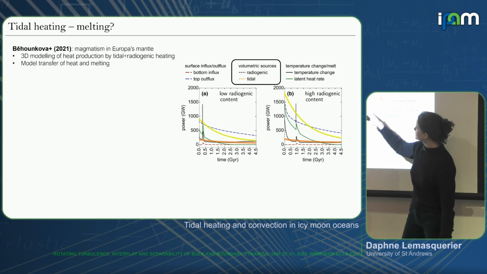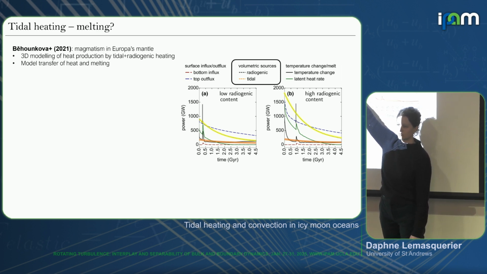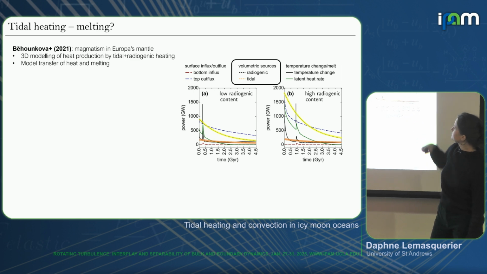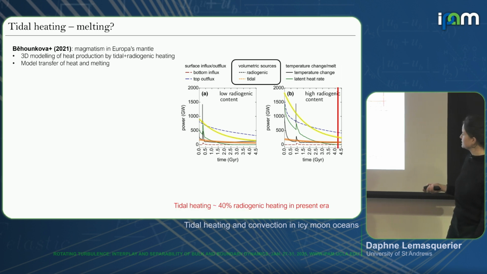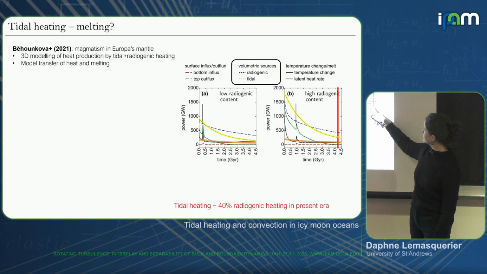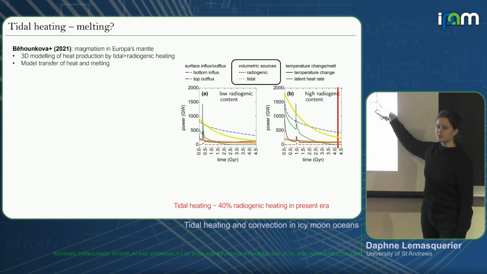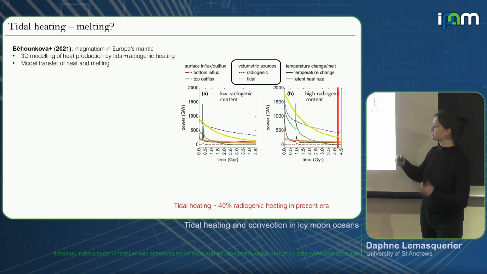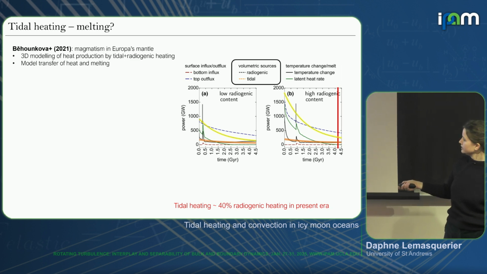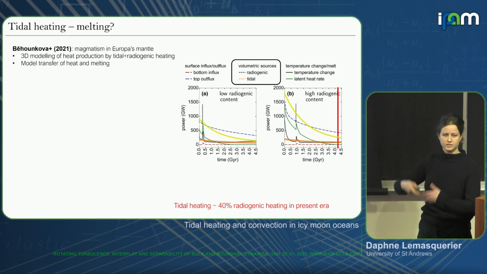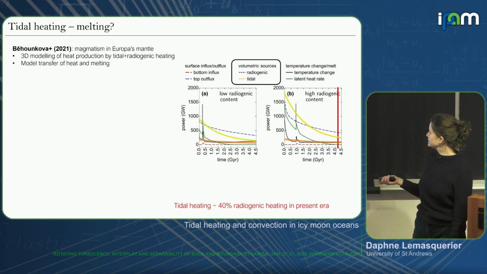And they considered two scenarios, a scenario where there is a low radiogenic content in the mantle, and a scenario where there is a high radiogenic content. And so what I just wanted to point out here in this specific model is that at the end of Europa's evolution, after 4.2 billion years, tidal heating represents roughly 40% of radiogenic heating. So that's one model among others, but this is just to say that it could be as large as radiogenic heating, and in some scenarios, it could also exceed it.